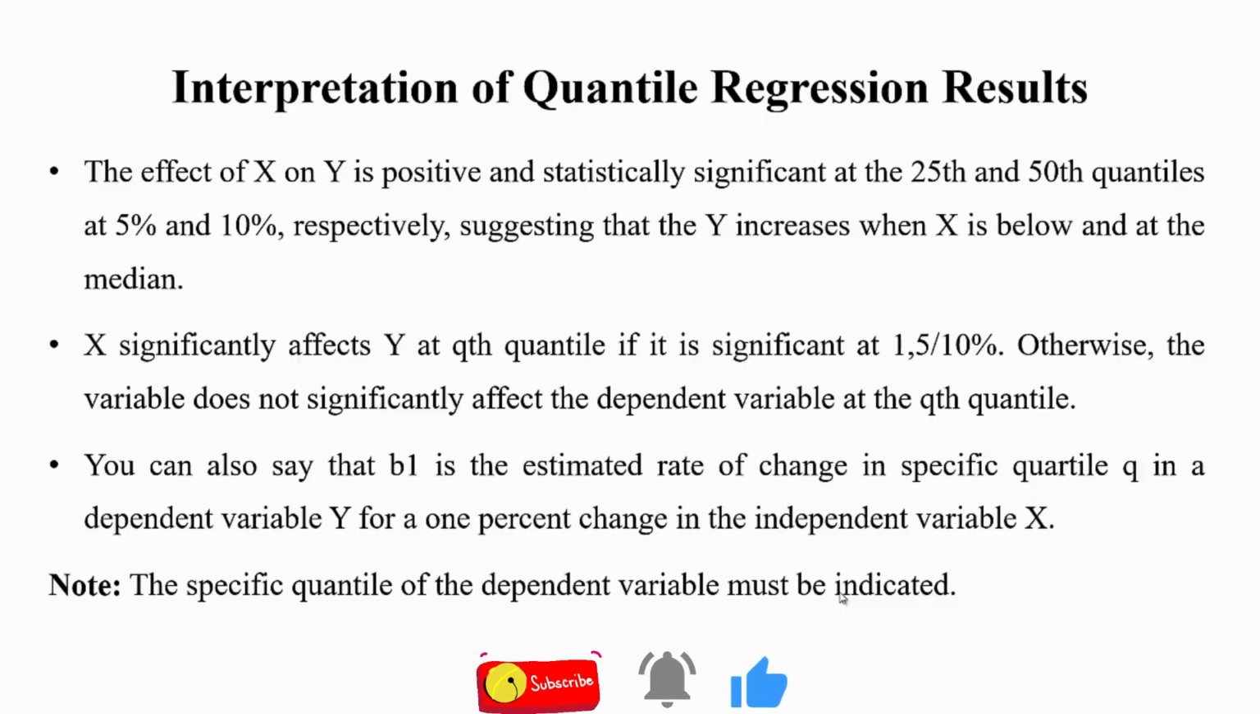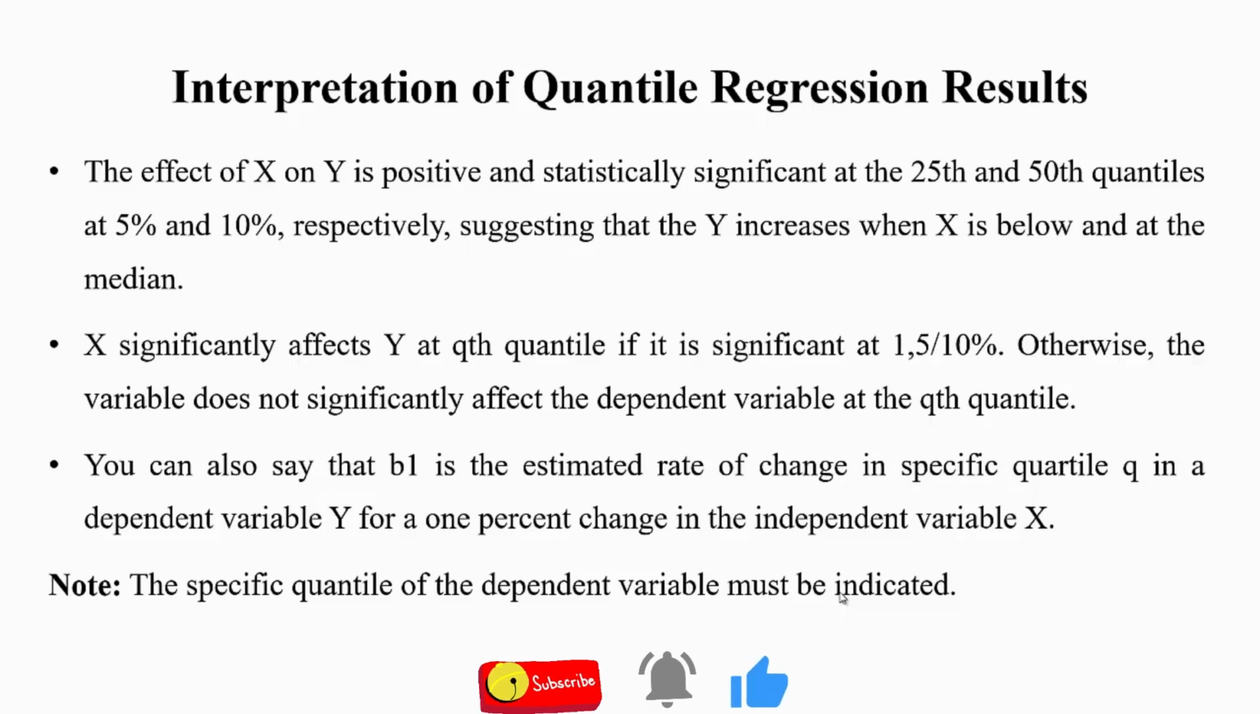For instance, if you estimate a model at the 10, 20, 30, 40, 50, up to 90 or 95 quantiles, and you notice that in the first two quantiles, there is a positive relationship between the independent variable and the dependent variable, you must state it clearly in your explanation that in the first two quantiles, that is 10 and 20, x has a positive and significant relationship or positive and significant impact on y.